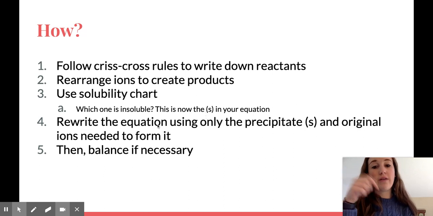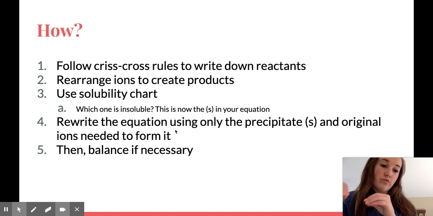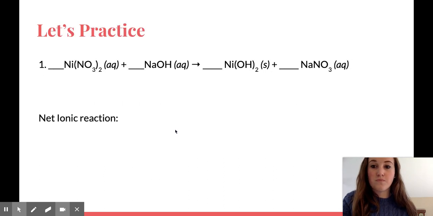So we're going to rewrite the equation using only the precipitate, so we're going to take just that product, and that's now our only product. And then we're going to split that up. Your reactants are now just those two original ions. And then we actually will balance this final equation. So let's see what this looks like. It's actually just a much shorter equation, which is nice.